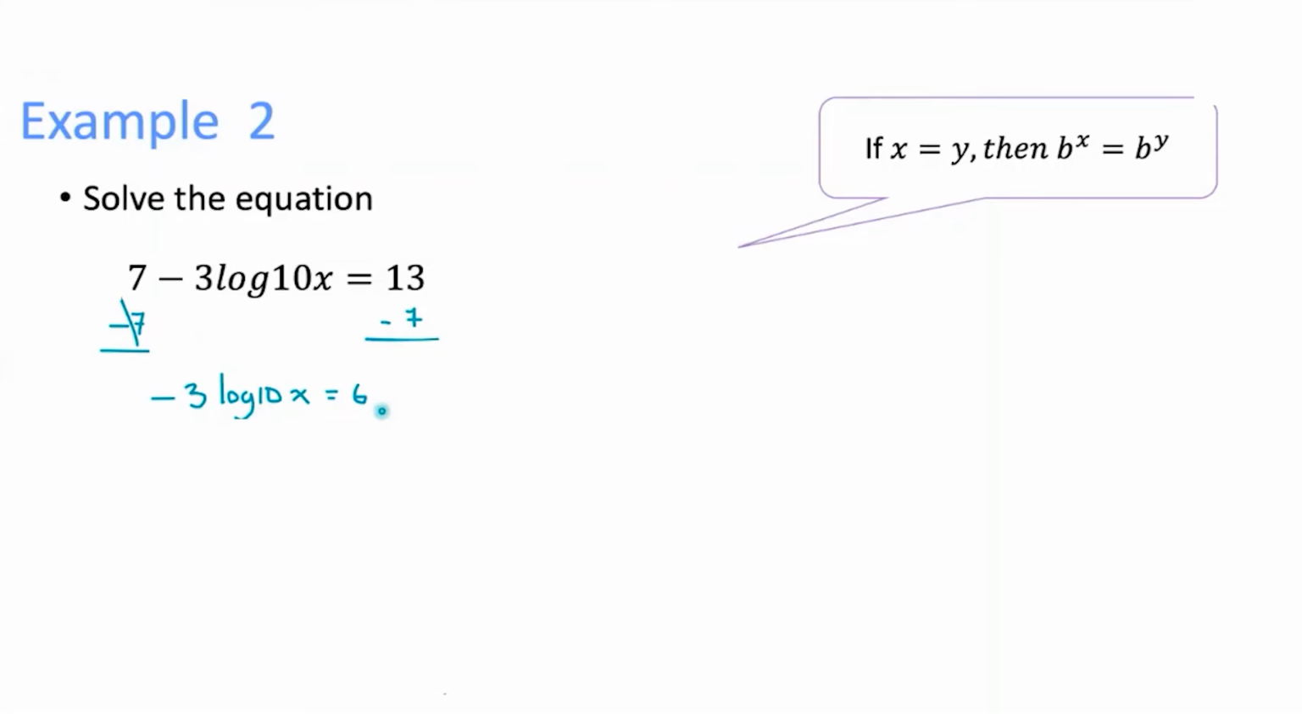6. The next thing we'd want to move is our negative 3. Now it's been multiplied, so to eliminate, we divide by 3. And we divide both sides by negative 3. When we divide by negative 3, we end up with log base 10 of 10x equals negative 2.